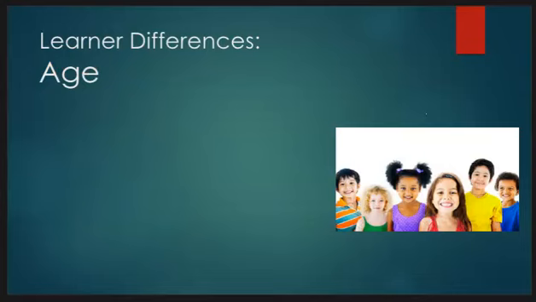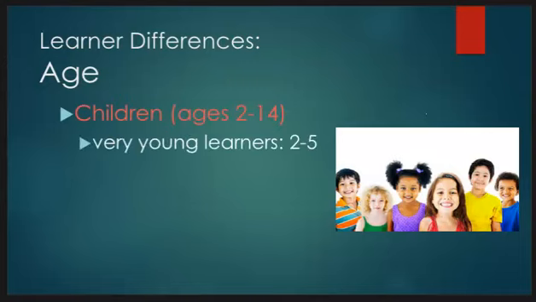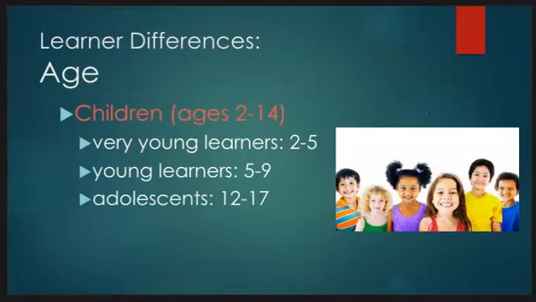The first consideration of learner differences is age, and we probably want to think first about children, which is typically defined as kids or humans between the ages of 2 and 14, and then further from there we break them down into even smaller categories, including very young learners who are 2 to 5 years old, young learners, 5 to 9 years old, adolescents who are 12 to 17, and then young adults who are 16 to 20.